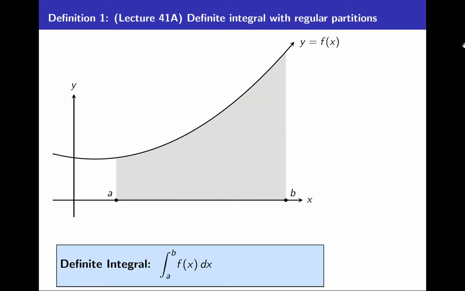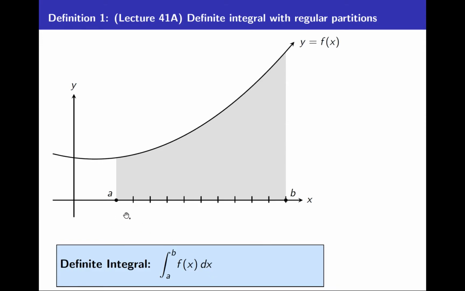I'm going to talk about three different definitions of the definite integral. All three are pretty similar to one another, but they have some minor differences. Let's begin by reviewing the definition of the definite integral from lecture 41a, and I'll call this definition 1 of the definite integral. The setup was we had a function y equals f of x defined on an interval from a to b. And we defined the definite integral from a to b, f of x dx, to be a certain number, which we get at as follows.